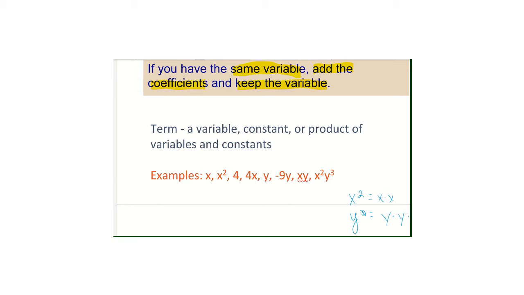Now let's talk about some more vocabulary. The word term means a variable, constant, or product of variables and constants. So let's look at these examples. X is a term because it is a variable. X squared is a term because it is a product of variables. X squared actually means x times x. 4 is a term because it's a constant. 4 times x is a term because it is a constant times a variable. Y is a term because it's a variable. Negative 9 times y is a term because it's a constant times a variable.